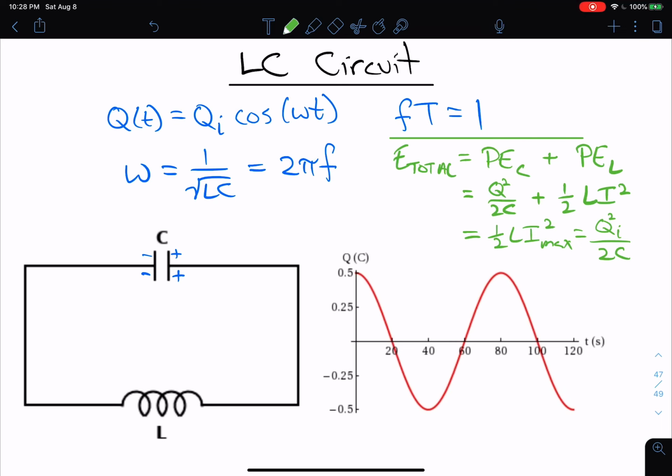So this is what we saw when we did simple harmonic motion, only there we were dealing with kinetic energy and the potential energy of the spring, at least when we were doing the spring block system. But here we have the potential energy of the capacitor and the potential energy of the inductor, and we get very similar formulas. We're just talking about different quantities.